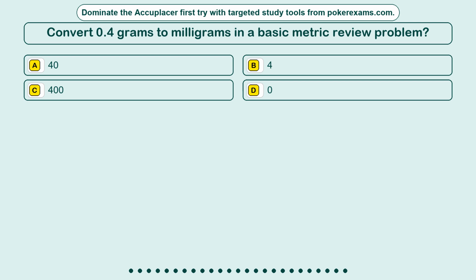Question 6. Convert 0.4 grams to milligrams in a basic metric review problem. Option A, 40. Option B, 4. Option C, 400. Option D, 0.